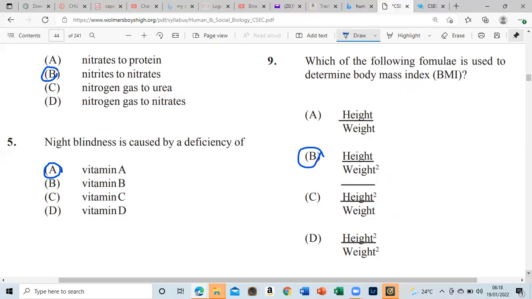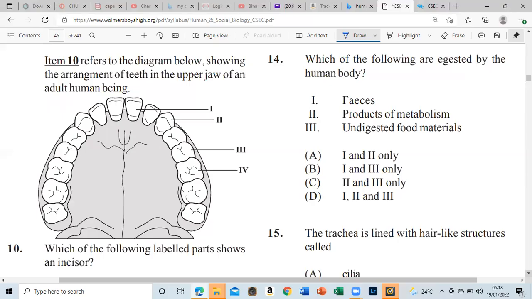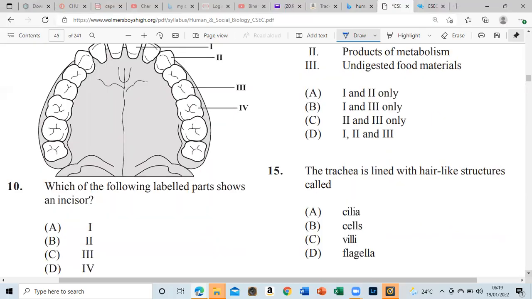Let's move on to number 10. Here we have a diagram. Number 10 refers to the diagram below showing the arrangement of teeth in the upper jaw of an adult human being. So we have the 1, the 2, the 3, and the 4. Which of the following labeled parts shows an incisor? You have to look at the diagram and see which of them is labeled as the incisor, and it's A, 1. So this is the incisor right there.